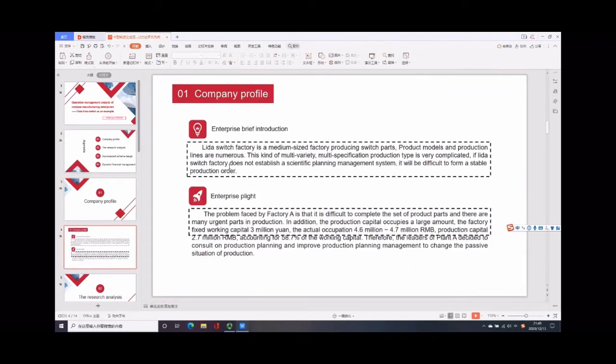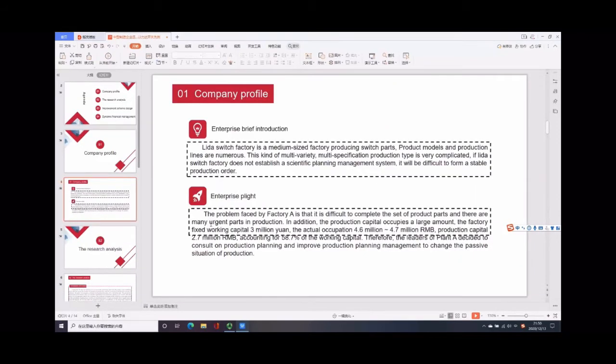First is the enterprise brief introduction. Lead Switch factory is a medium-sized factory producing switch parts. Product models and production lines are numerous. This kind of multi-variety, multi-specification production type is very complicated. If Lead Switch factory does not establish a scientific planning management system, it will be difficult to form a stable production order.